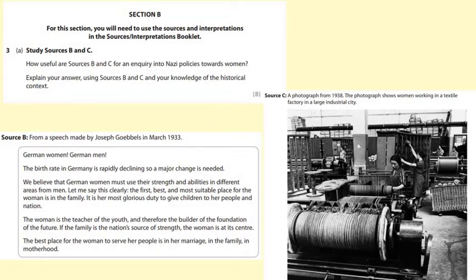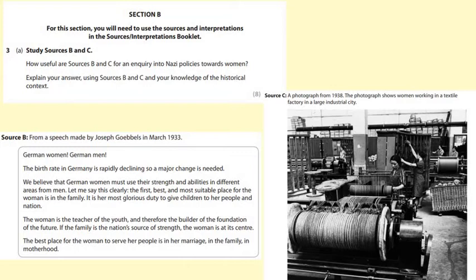Source B is a speech made by Joseph Goebbels in March 1933. Just a reminder, Goebbels, remember, is the propaganda minister, and March 1933 is when Hitler is making that move towards gaining total power in setting up a dictatorship.